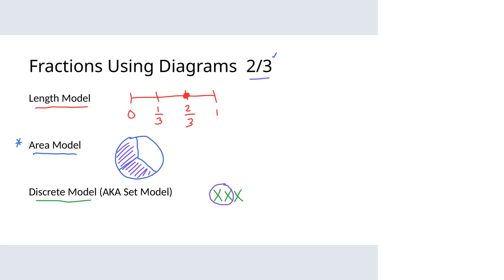So in the length model, we're looking at something akin to a number line or a ruler. Area model, we're going to use either a circle or a rectangle. You could use other shapes, but typically circle or rectangle to identify the fraction we want to show. And the discrete model, we actually have physical individual objects that we use to show the fraction that we're working with.